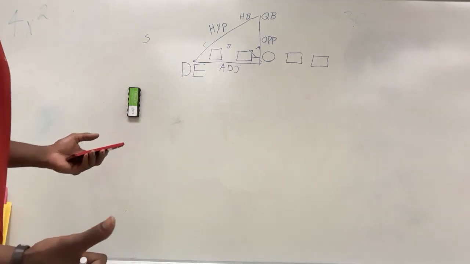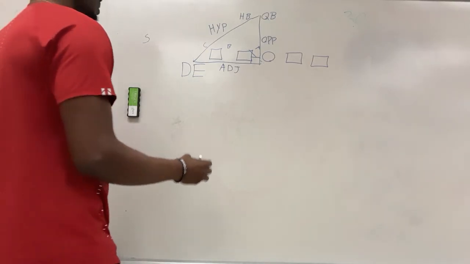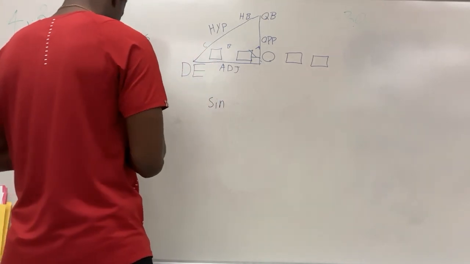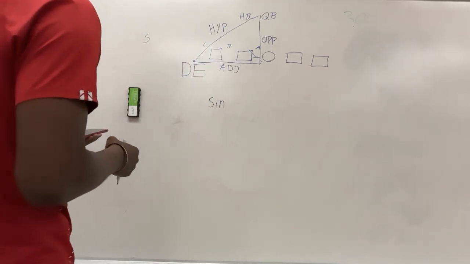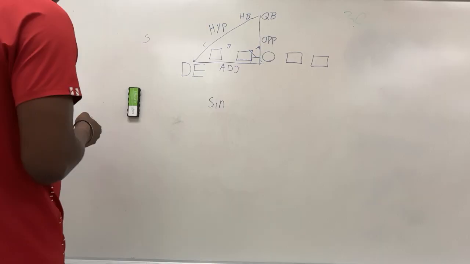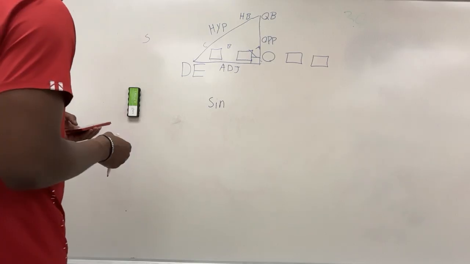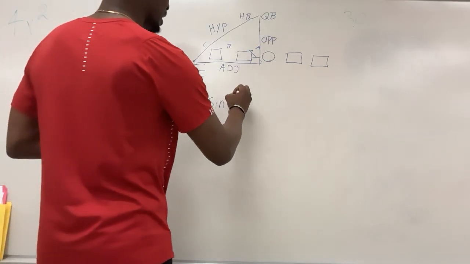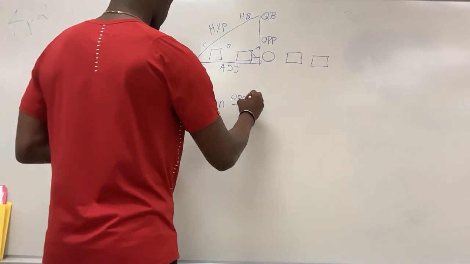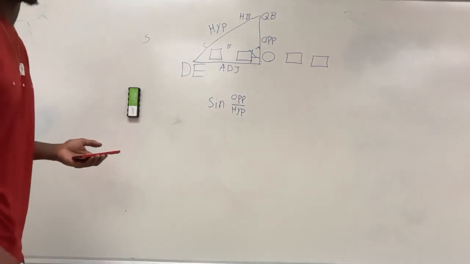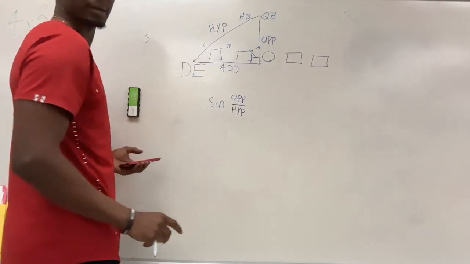Oftentimes we got sine, cosine, and tangent. Let's look that up real quick. So, triangle rules. Sine tells us we're looking for opposite over hypotenuse. So this is perfect. This is exactly where we are. This is the angle that's being calculated.